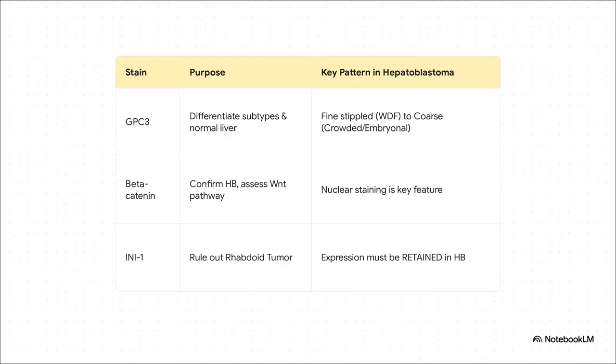Okay, this slide right here, this is your high-yield, must-know IHC takeaway. These are the big three. GPC3 helps you tell the subtypes apart. Beta-catenin, when it's nuclear, confirms that the Wnt pathway is switched on, a key driver of this cancer. And INI-1, as we've said, has to be retained. If you only remember one thing about IHC for hepatoblastoma, make it this table.